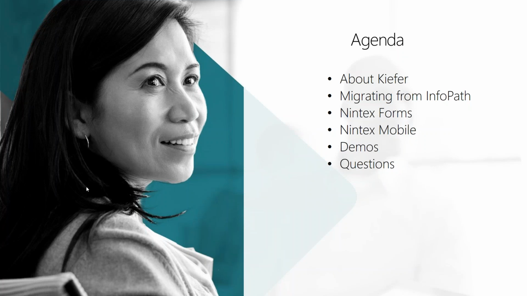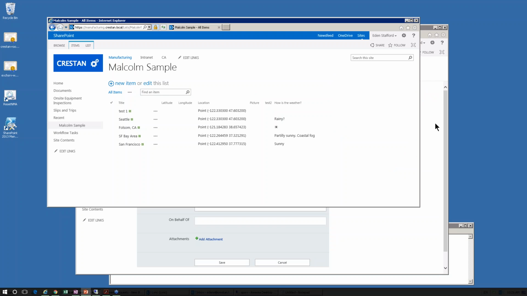Hey, Malcolm, we did have a quick question related to the mobile. The question is, why does Nintex not use the content previously typed for the desktop form? Why do we type "how is the weather" again on the mobile form?